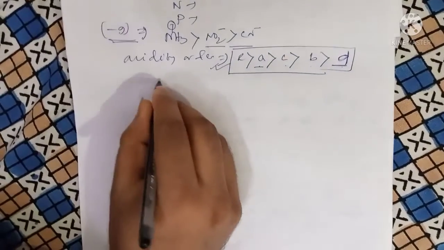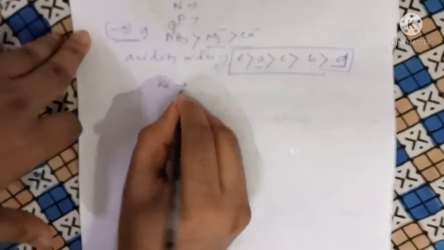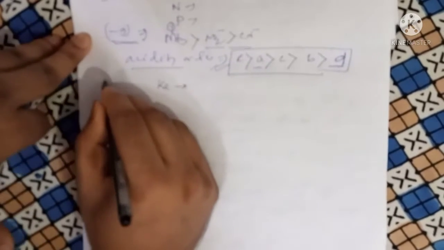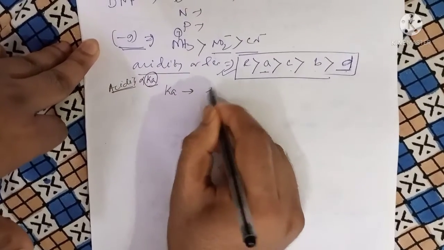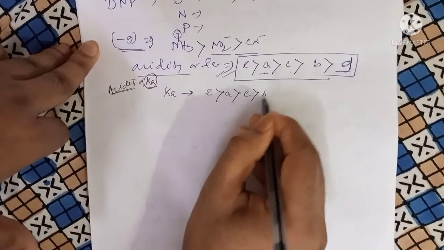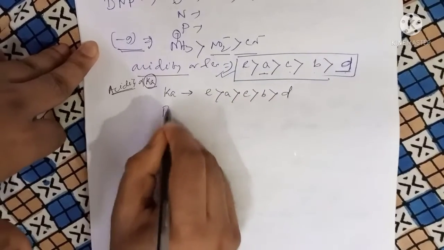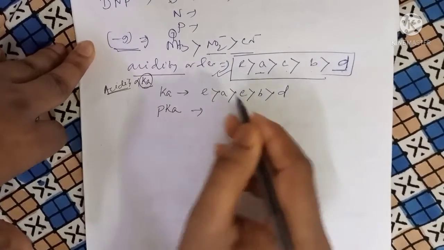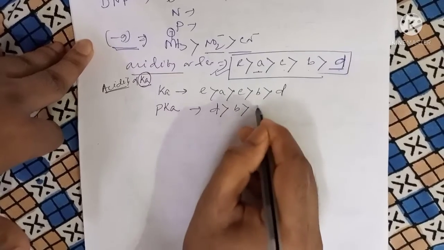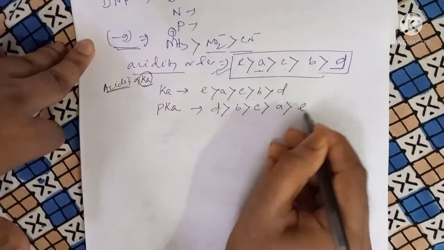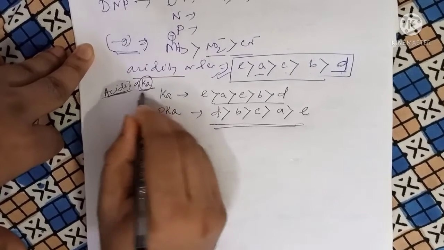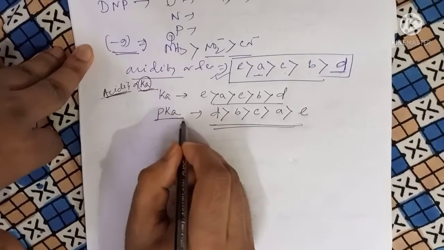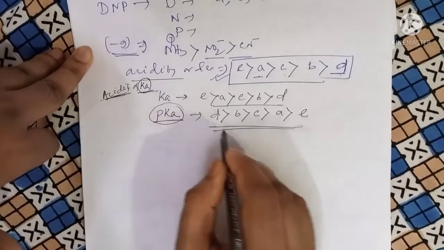Ka order, the ionization constant order, is similar to the acidity order because acidity is proportional to Ka. Ka increases, acidity increases. So Ka has the same order: E greater than A, greater than C, greater than B, greater than D. It is inversely proportional to pKa, so pKa is in reverse order: D greater than B, greater than C, greater than A, greater than E. As pKa value increases, acidity decreases.